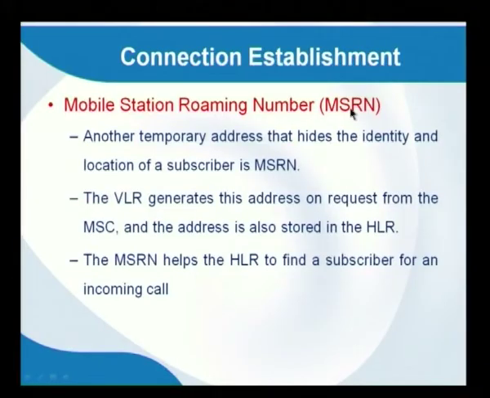The next number used to locate the mobile user is mobile station roaming number, that is MSRN. So, this is also a temporary address. This also hides the identity and the location of the subscriber. So, the VLR generates this address actually. The mobile switching center will make a request to the VLR. Based on the request, now the VLR will assign the new MSRN number. So, for the incoming call, the HLR can use this number to locate the mobile user.